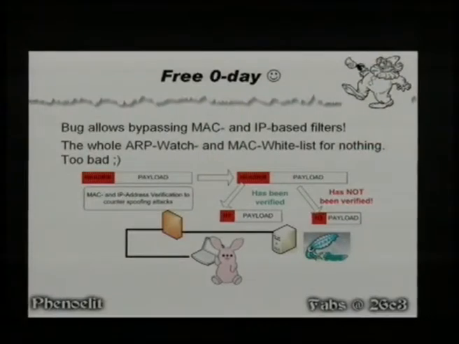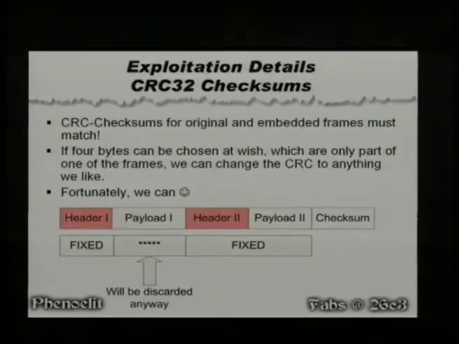So, yeah, what you can now do is piggyback your actual frame, the frame that you wanted to send to the destination, inside a large frame, and then the first header will be checked and the second one will not be. So we get to pass through the firewall.